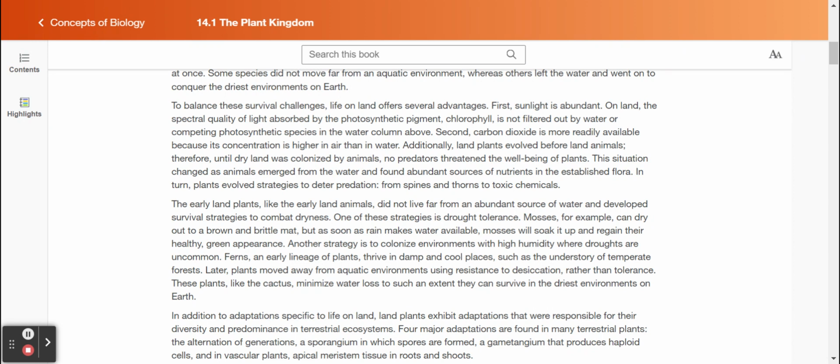Later, plants moved away from aquatic environments using resistance to desiccation rather than tolerance. These plants, like the cactus, minimize water loss to such an extent that they can survive in the driest environments on Earth.